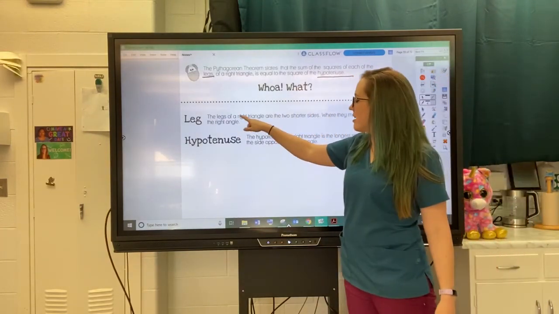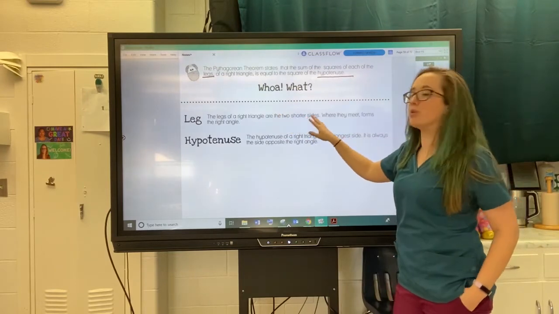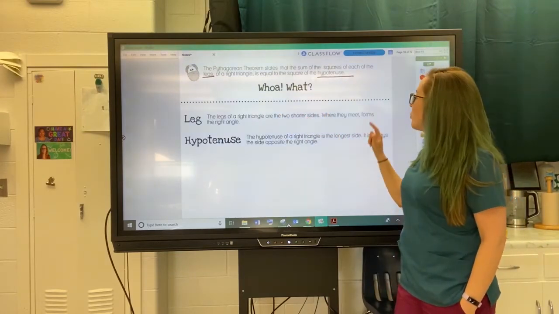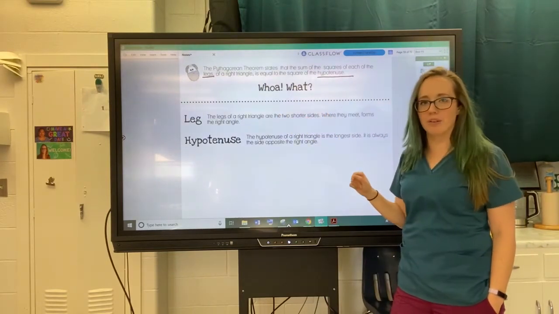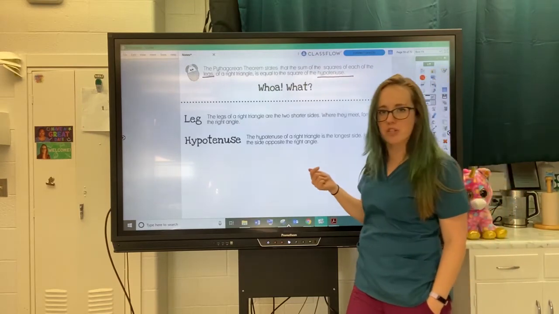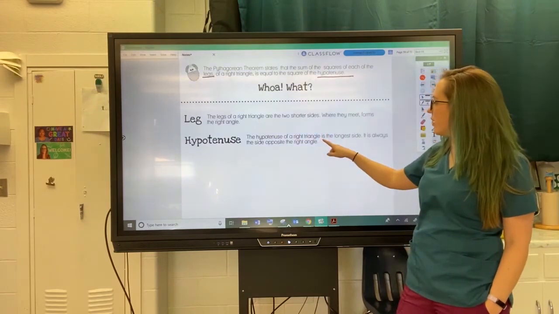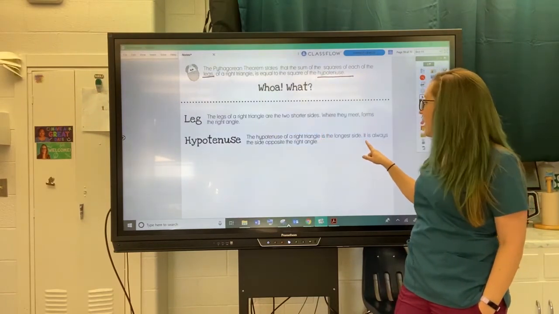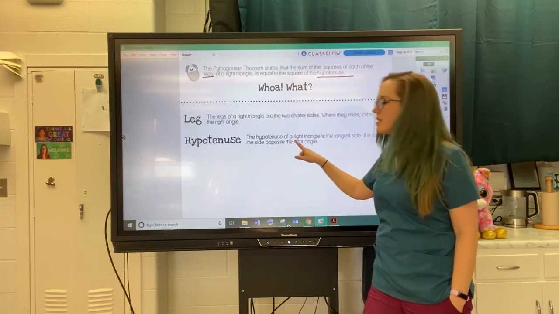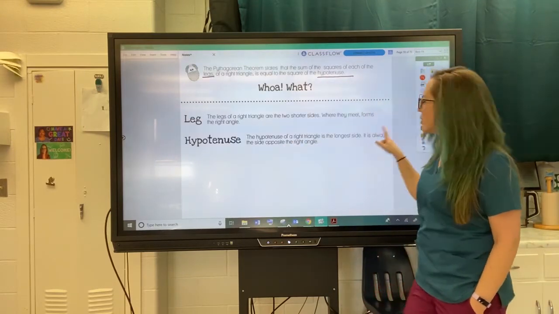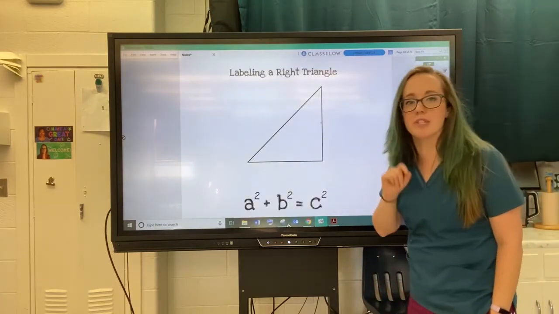The legs of a right triangle are the 2 shorter sides. Where they meet forms the right angle. Okay, I'll show you on the next page. That sounds all right. And then the hypotenuse of a right triangle is the longest side, and it is always opposite the right angle. So let's look at a picture and let's see if we can label these parts.